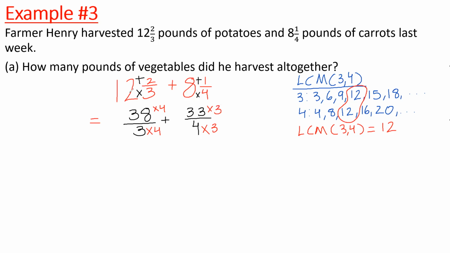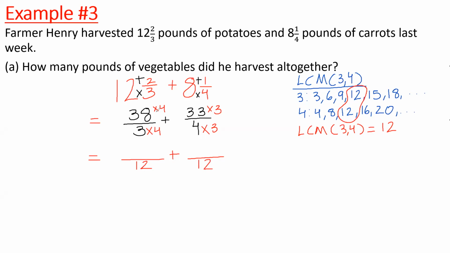So it's going to be equal to, I'll put this all over 12. 3 times 4 is definitely 12. Plus 4 times 3 is definitely 12 as well. We just have to multiply the numerators by the number that we have on top here. So it's going to be 38 multiplied by 4.